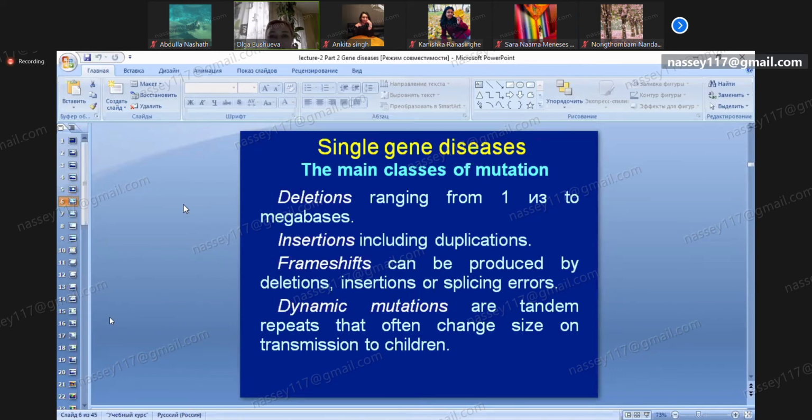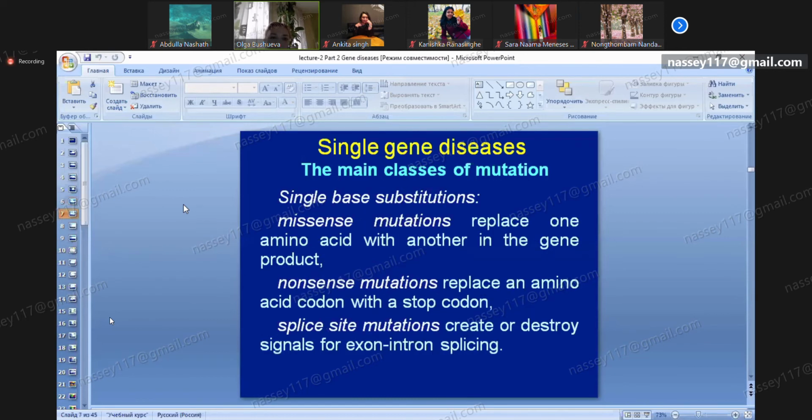Deletions range from 1 to 2 megabases. Insertions, including duplications, and frame shifts can be produced by deletions, insertions, or splicing errors. Dynamic mutations are tandem repeats that often change size on transmission to children.